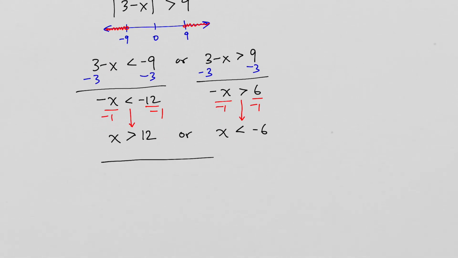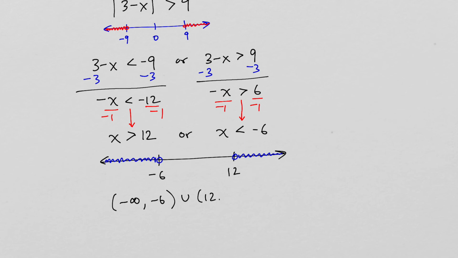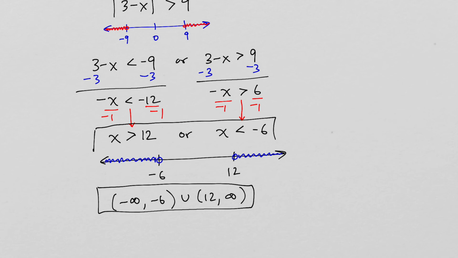Now on a number line, positive 12 is here, negative 6 is here. If x is greater than 12, that would be these numbers. And if x is less than negative 6, that would be these numbers here. And so in interval notation, we have the answer written in the following fashion. So again, you can either write your answer like this or like this, but usually interval notation is preferred.